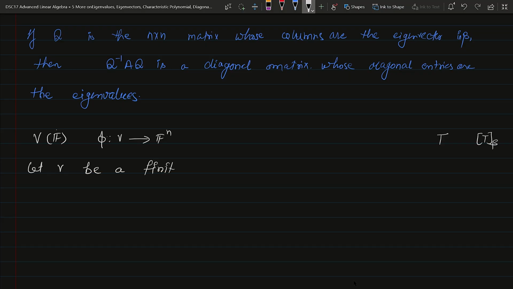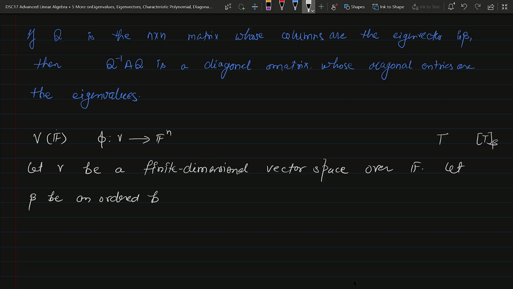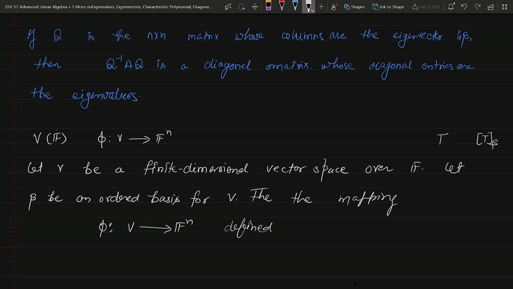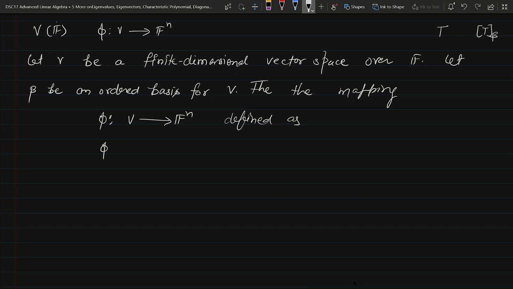Let V be a finite dimensional vector space over F, and let beta be an ordered basis for V. Then the mapping phi from V to F^n is defined as follows: phi of v is going to be the coordinate vector of v relative to the basis beta, and for this beta we are using the notation phi_beta.